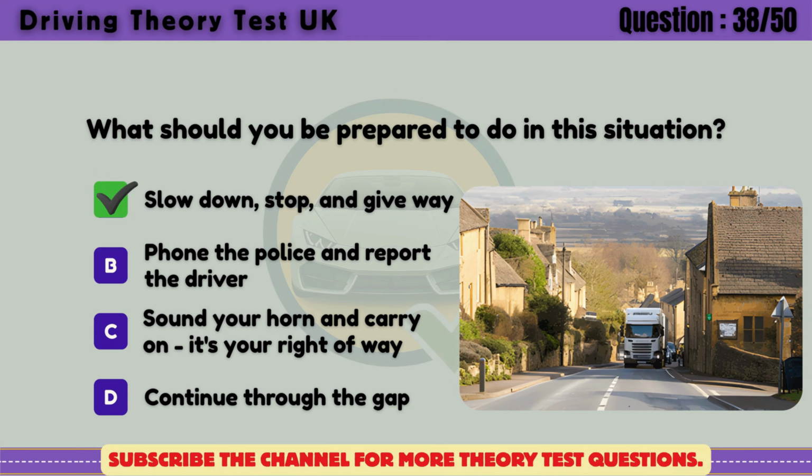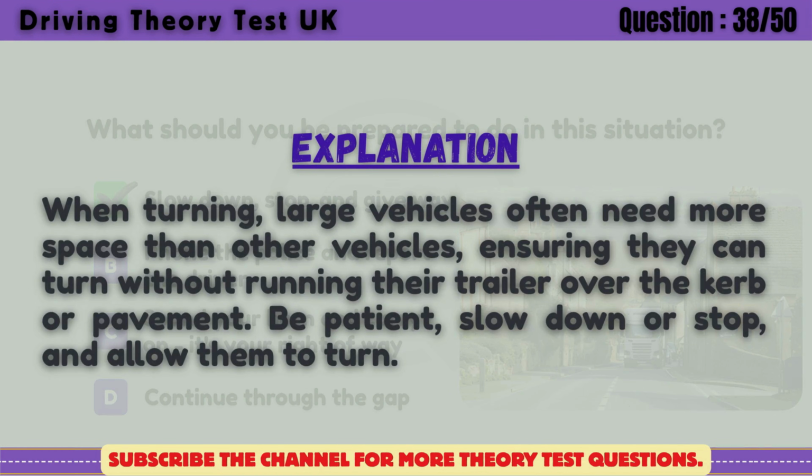Answer is A. Slow down, stop, and give way. When turning, large vehicles often need more space than other vehicles, ensuring they can turn without running their trailer over the curb or pavement. Be patient, slow down or stop, and allow them to turn.